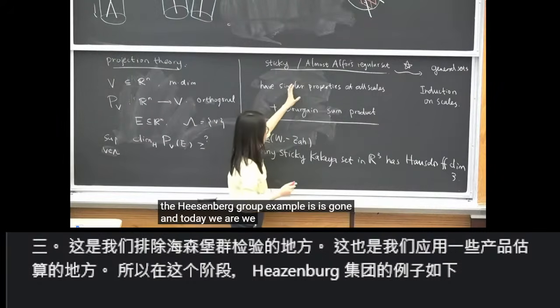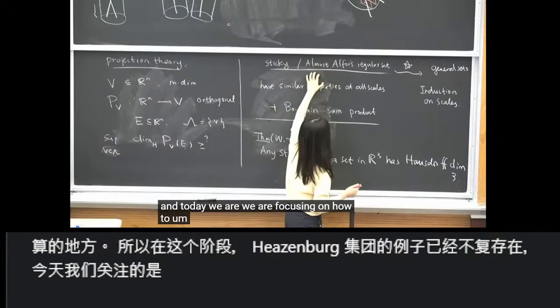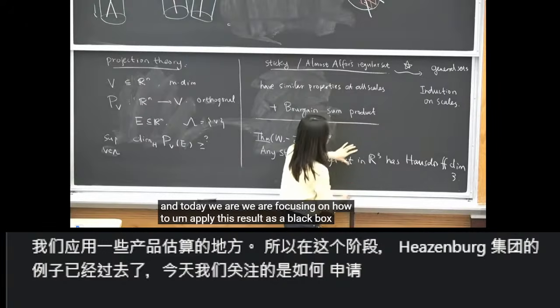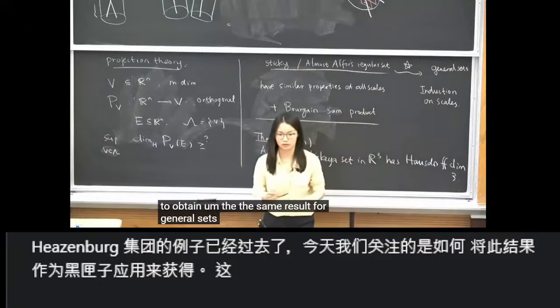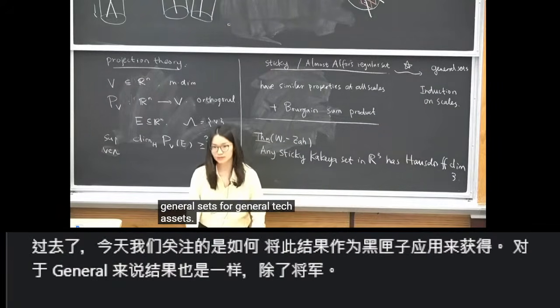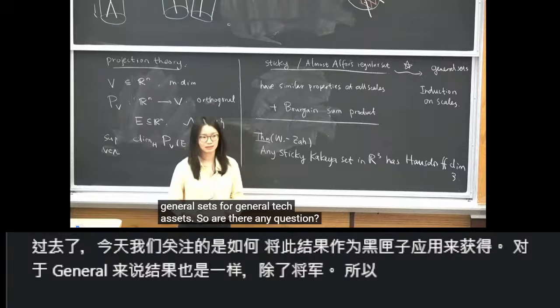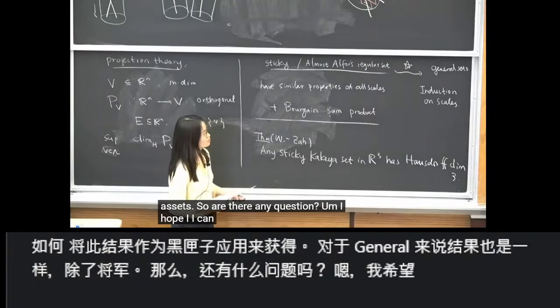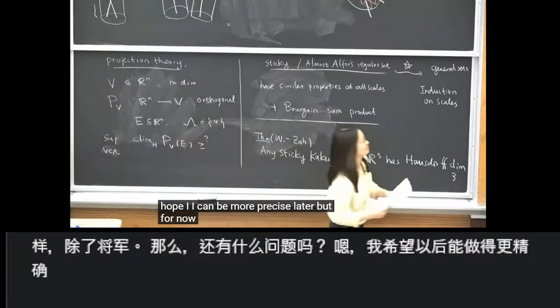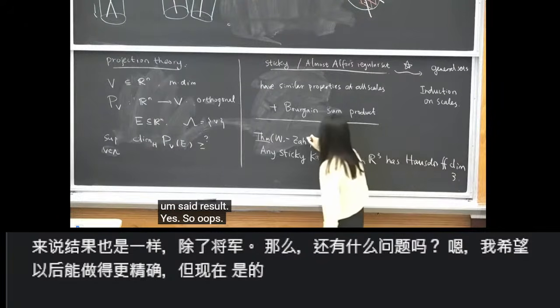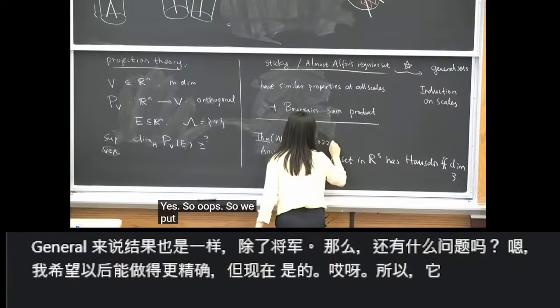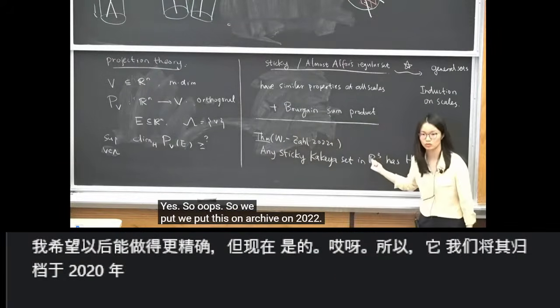And today we are focusing on how to apply this result as a black box to obtain the same result for general sets, for general Kakeya sets. So are there any questions? I hope I can be more precise later, but for now, the sticky set result is the one we put out a couple of years ago. So we put this on arXiv in 2022.